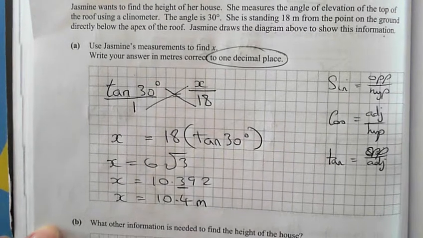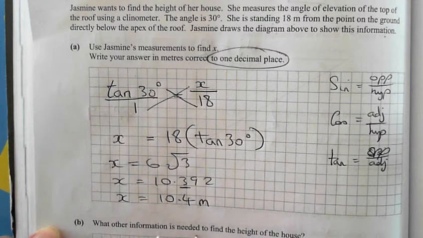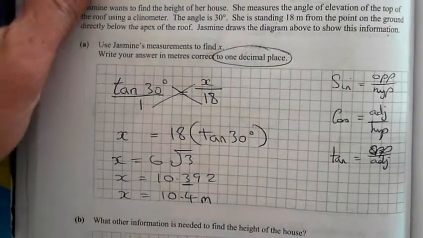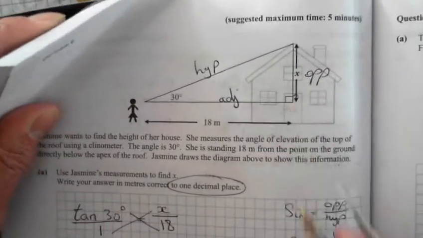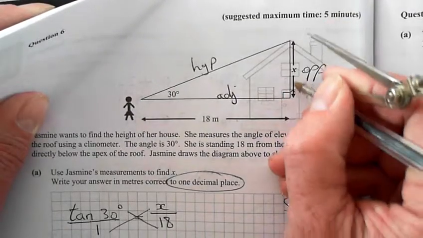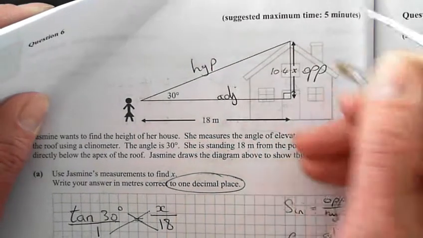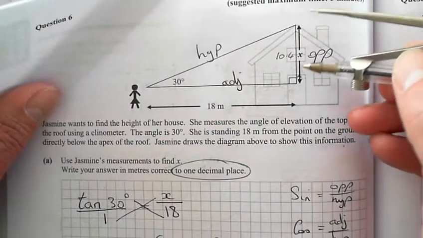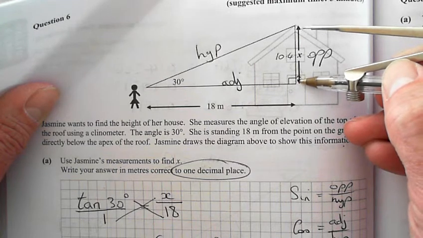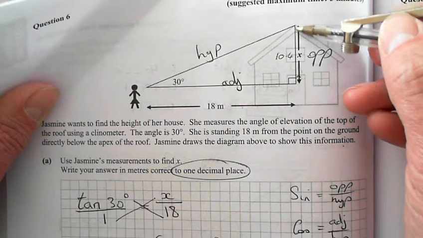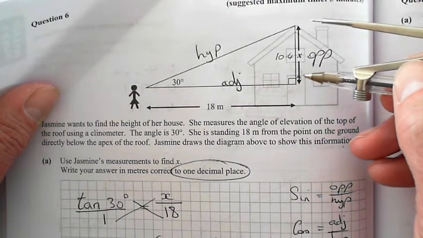Alright. What other information is needed to find the height of the house? Well, I found out that this is 10.4 meters. What other information do I need to find the height of the house? So I only know the height from here to there. What else do I need to know?